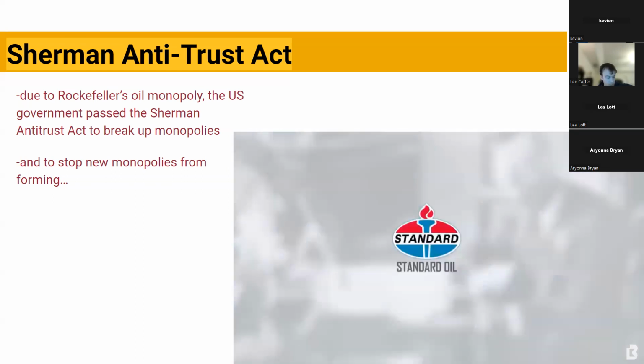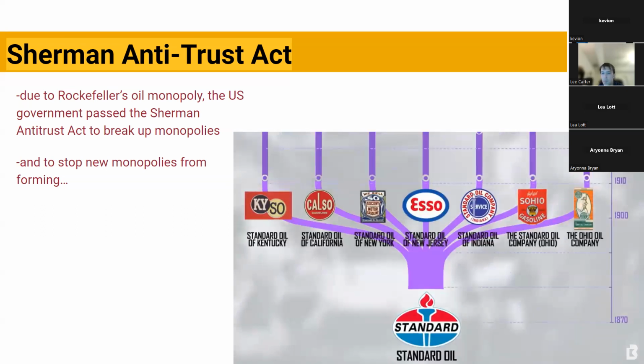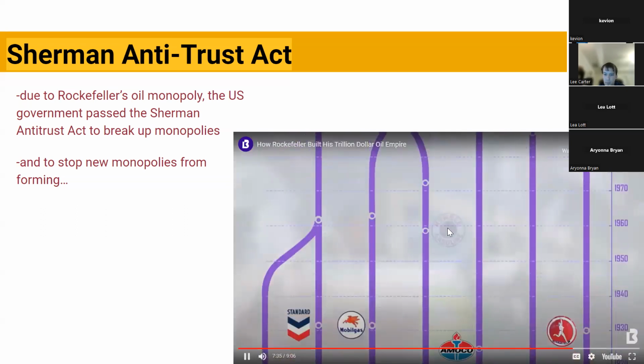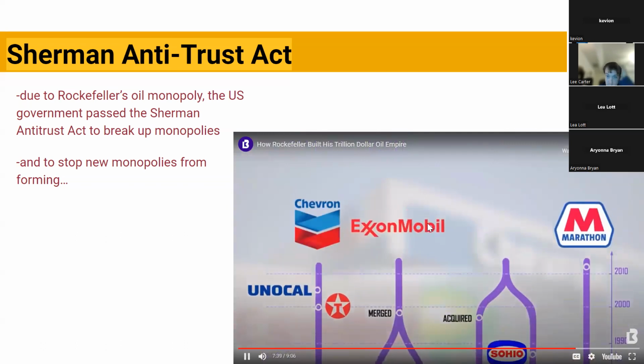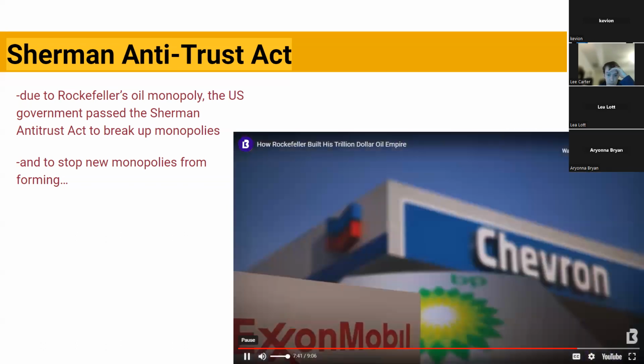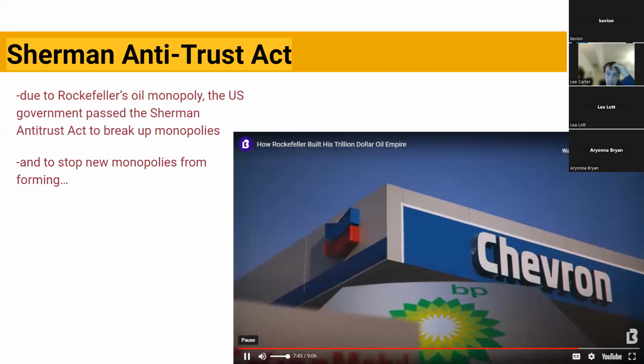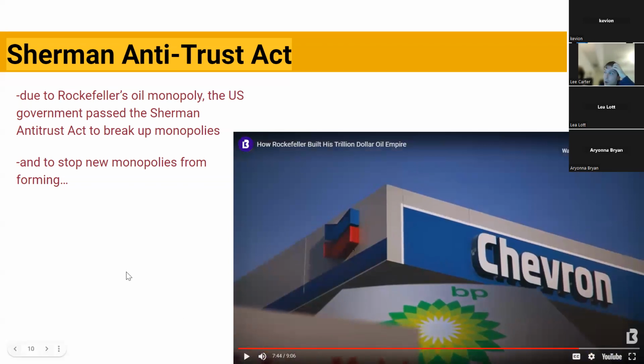You see, over time, many of those companies merged back with one another. Today, most of the Standard remnants are part of either ExxonMobil, Chevron, or BP, which have since become incredibly large companies in their own right. So a lot of the oil companies around are descendants of the breakup of Standard Oil.